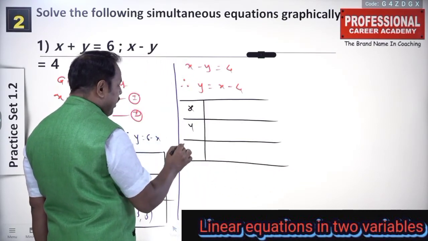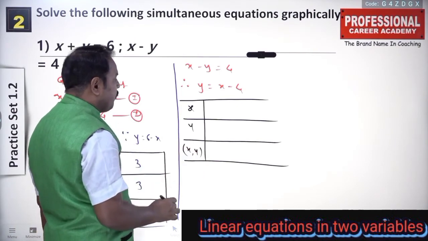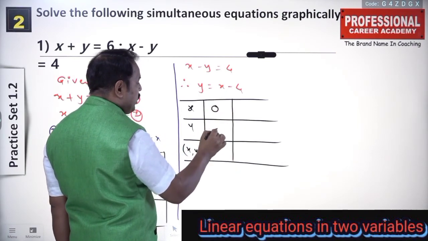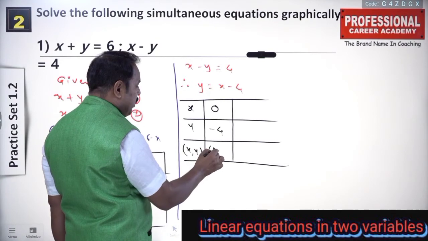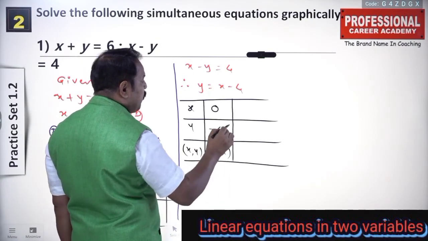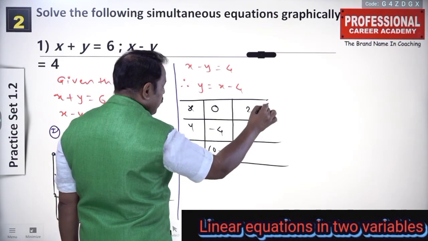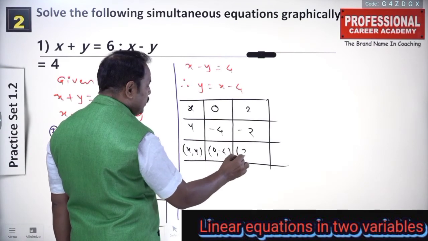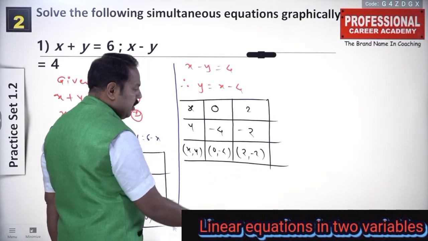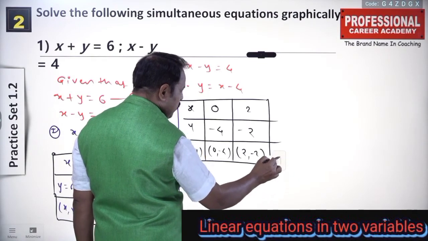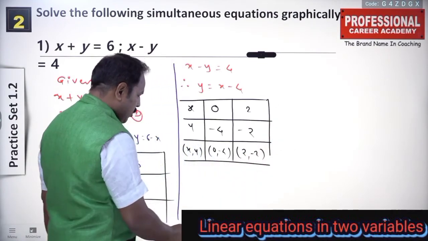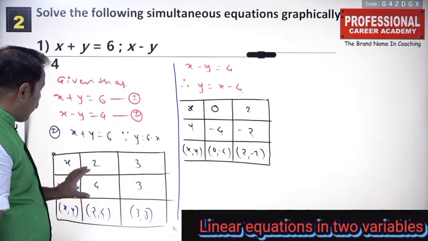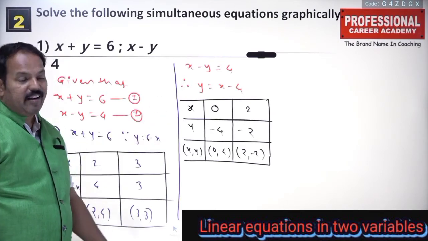See here x, y, x comma y. Suppose x is equal to 0. If we put x is equal to 0, what is y? y is equal to minus 4. It means the first point is 0 comma minus 4. If we put x is equal to 2, then what is y? y is equal to 2 minus 4, which is minus 2. That is 2 comma minus 2. Look at this. These are the coordinates. So here we can plot the first line as well as the second line.